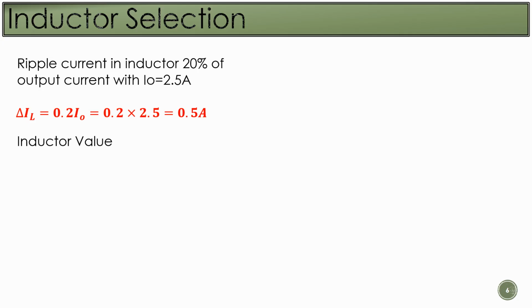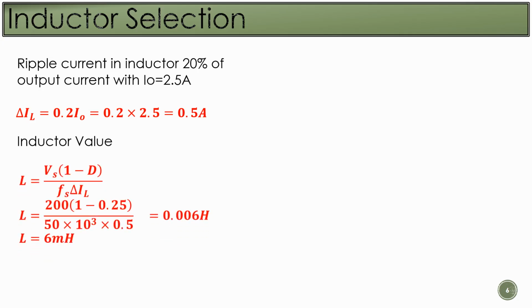So let us calculate the inductor value. To calculate the inductor value, the formula is Vs into (1 minus D) by Fs into delta IL. So Vs is the source voltage, that is 200, D is the duty cycle. For 2.5 ampere, the output voltage is 50 volt, and the duty cycle we have calculated is 0.25, divided by Fs, the switching frequency. The switching frequency in the problem is given as 50 kilohertz, that is 50 into 10 raised to 3, into 0.5. It comes to 6 millihenry.